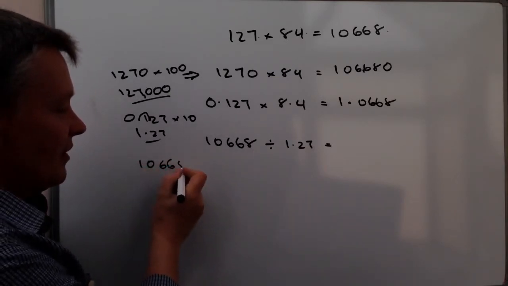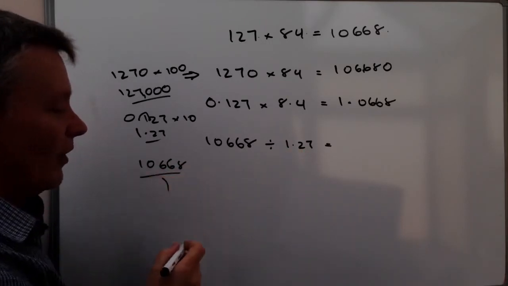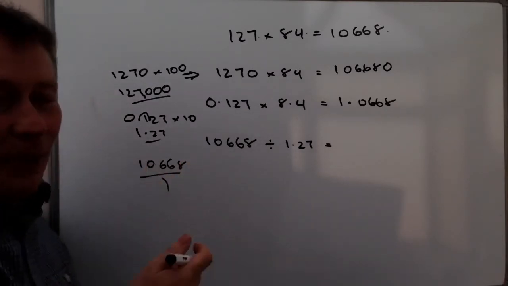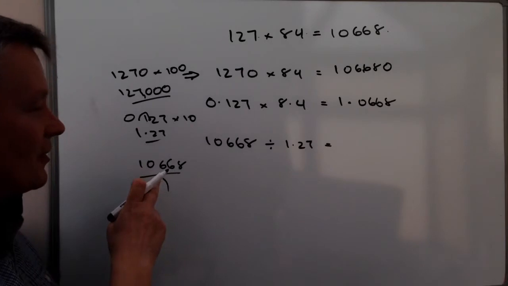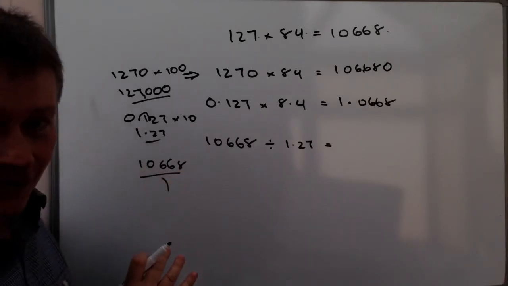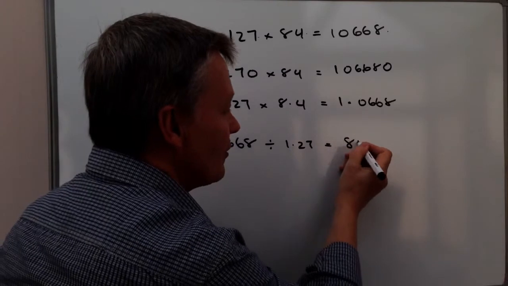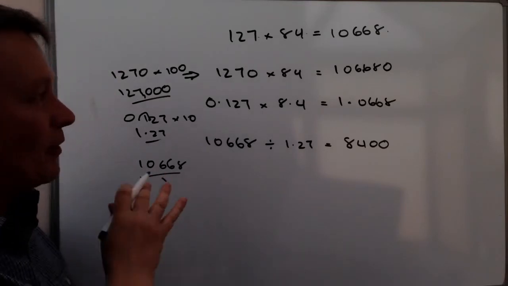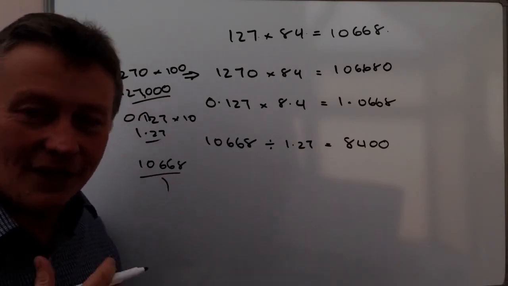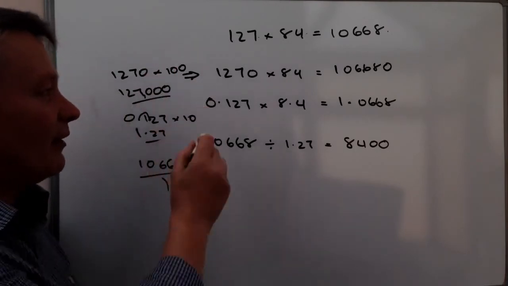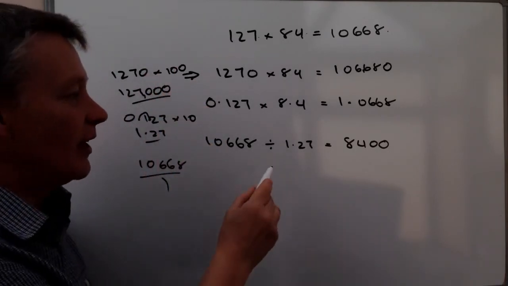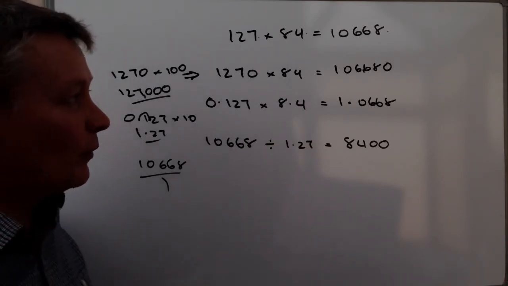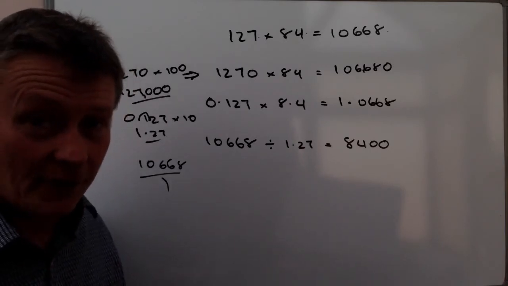Similarly with this one, I've got 10,668 divided by 1.27. Well, it's divided by 1, isn't it? It's actually about 1 1/4. But divided by 1 is perfectly fine. So I know my answer is going to be about 10,000. Well, actually it's not. It's going to be 8,400, but it's as close as I can get it to 10,000. Now, I appreciate this isn't very mathematical, but it is quite a good way of doing it, to have this very rough idea of what you're doing when you answer these questions, and hopefully you should find them a little bit easier.